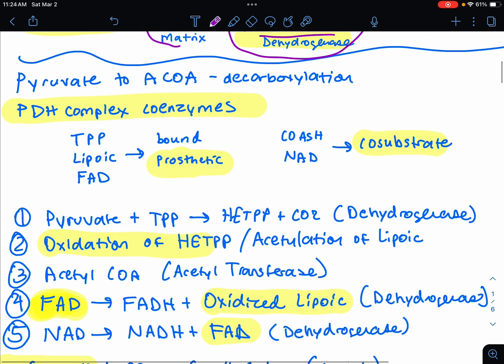Okay, so pyruvate to acetyl CoA, the net reaction will be the oxidative decarboxylation of pyruvate, and they're going to be the first carbons of glucose to be fully oxidized when we make this CO2 in the process. This is going to be catalyzed by the pyruvate dehydrogenase complex, and you're going to have 5 coenzymes. There are going to be bound prosthetic groups such as TPP, lipoic acid, and FAD, and you're also going to have co-substrates of CoASH and NAD.